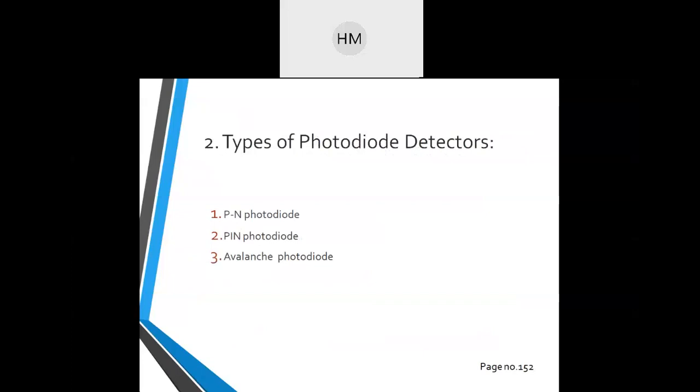Now that was the basic concept of the photodiode. Here we are having photodiode detectors. You can write down in your copy the types of photodiode detectors: PN, then PIN, by changing some layer, then avalanche photodiode.